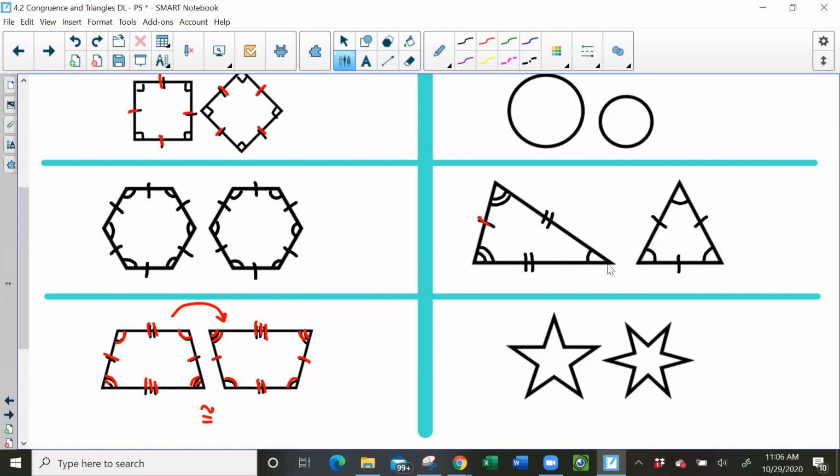And not all of the angles are congruent to each other. So these are not congruent. And then the stars at the bottom look like they're about the same size, but they're not the same shape. One of them has 5 points and one of them has 6 points. So those are also not congruent because maybe the sides are the same, but this one doesn't have the same number of sides as the second one. And the angle measures are not the same either.